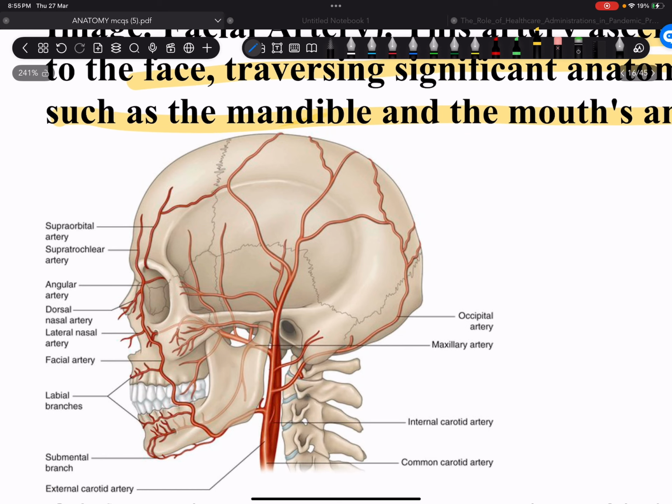You have to see this image, which has everything: all the arteries, external carotid artery, common, internal, occipital, maxillary, angular, dorsal, lateral, facial, labial, submental branch, supraorbital. So I have covered the images also in this question series, so you will get more and more questions covered with one question itself.